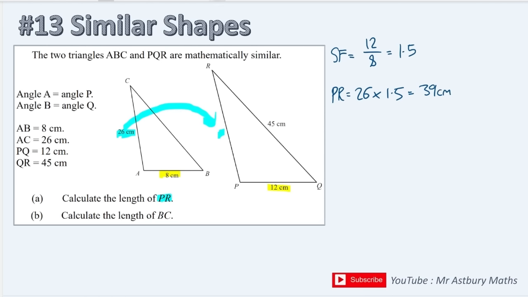The next one we're asked to find is BC. BC is this side here, it corresponds to that side there, and if I'm going backwards into the smaller shape, rather than multiplying, I will divide. So I can say that BC is equal to 45 divided by that scale factor of 1.5, and that's equal to 30 centimeters.